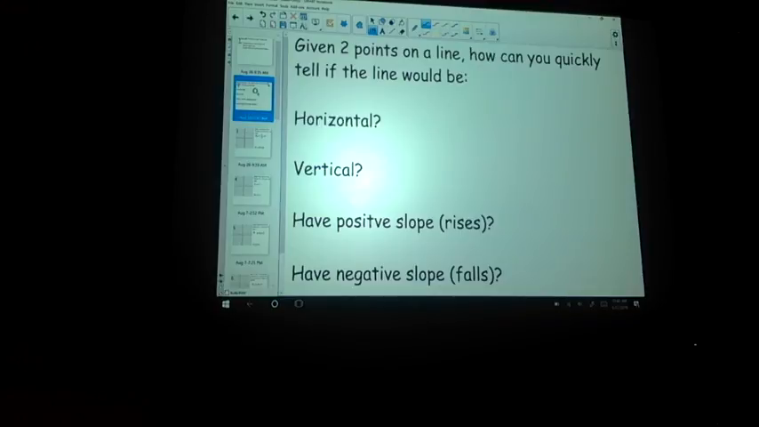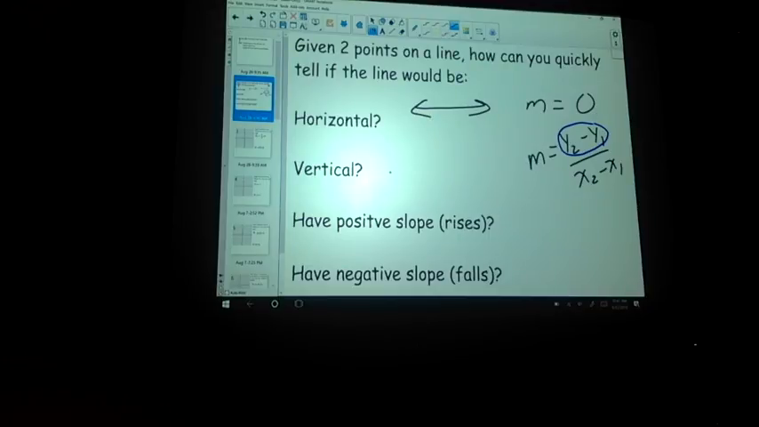Given 2 points on a line, how quickly can you tell if the line would be horizontal? What makes a line horizontal? This is a horizontal line. What can you tell me about the slope of a horizontal line? It's 0. So using our slope equation, what part has to be 0 for the whole thing to be 0? The top or the bottom? The top. If this is 0, like you had 6, subtract 6, that gives you a horizontal line.